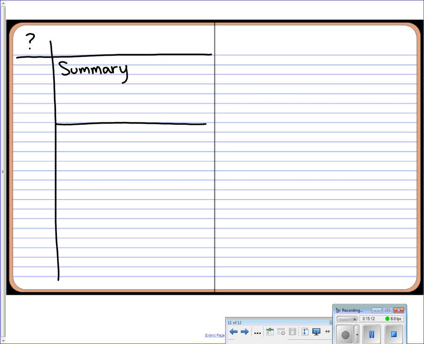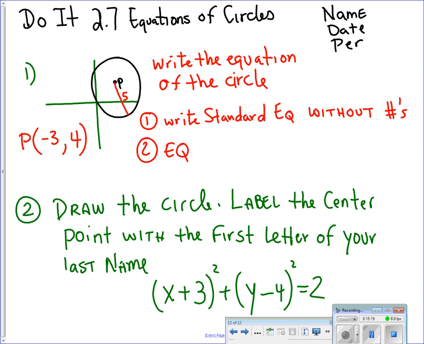And then let's go to our try it or do it problems. It's just two problems. One, write the equation. And then two, draw the circle. Okay? Have fun. I can't wait to see that as an excellent return of do it problems.